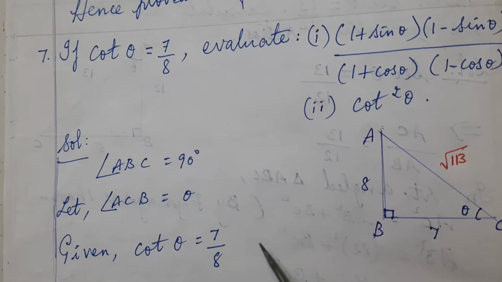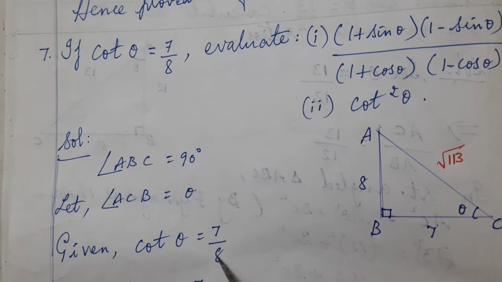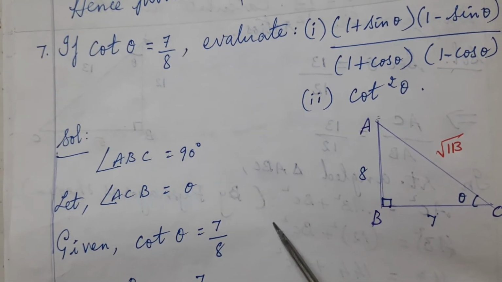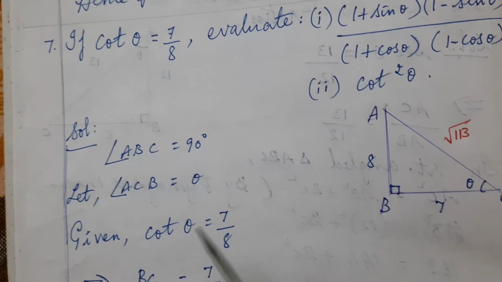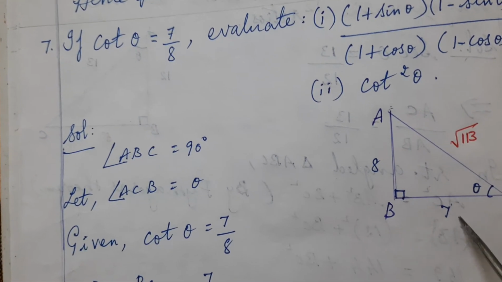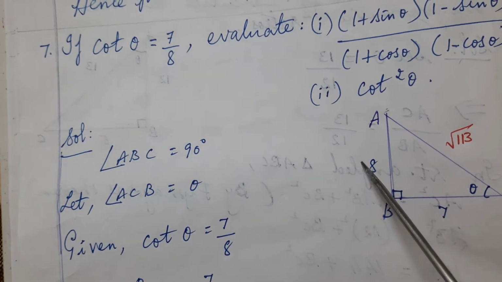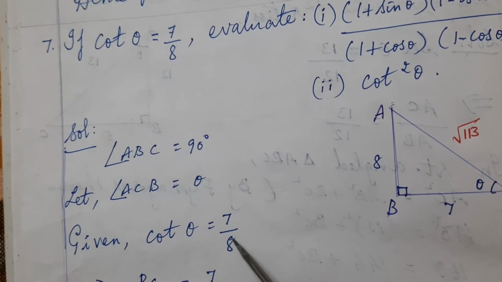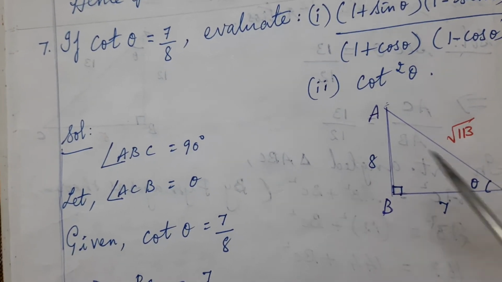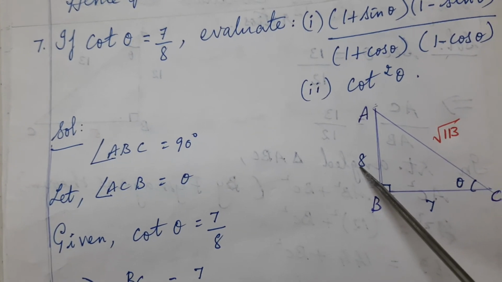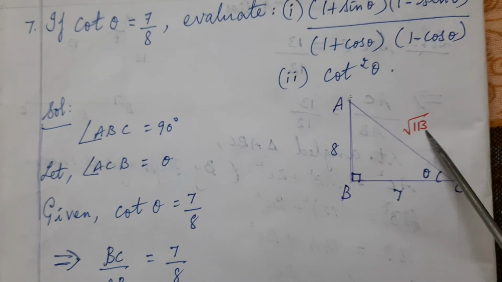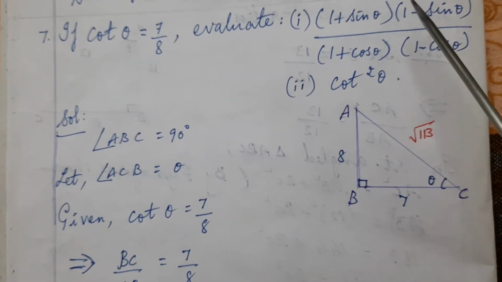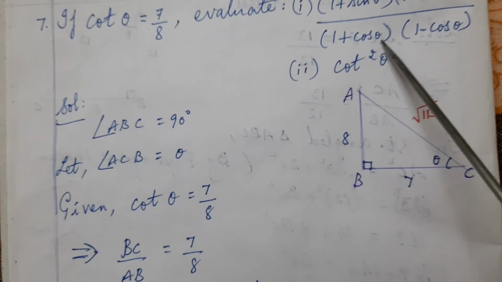Here cot theta is given as 7 by 8. What is cot theta? Adjacent side by opposite. So for this, what will be the adjacent side? 7. Here 7 is the adjacent side, and this is the opposite side, 8. According to this, I have written adjacent side by opposite side. Now we don't know the hypotenuse. We have to find the hypotenuse because only if we know it can we find sin theta and cos theta.